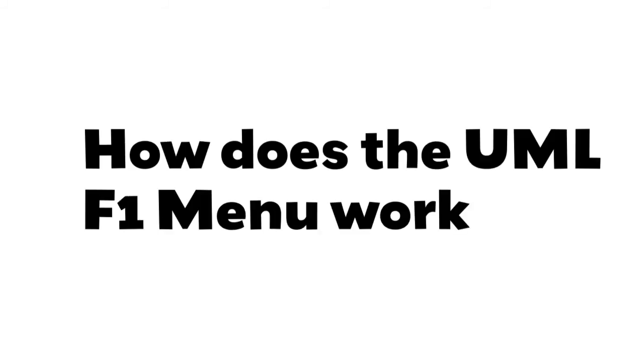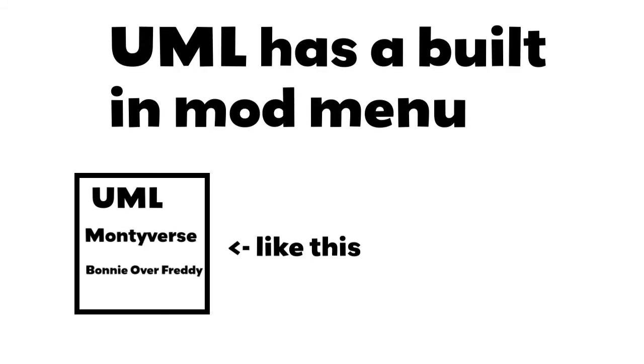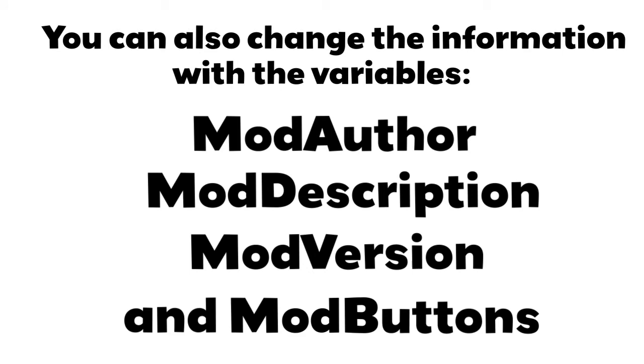That's basically it. So I want to tell you how the F1 menu works. UML has a built-in menu that you can access with F1. Already told you that. This can tell you information about the mod. It also includes a mod buttons tab. This information can be set with simple variables, which are mod author, mod description, and mod version. So for example, when it says author is Twin Gamer Juice, I set that manually with the mod author variable. Now for the mod buttons, you need to make an array called mod buttons, which is a string by the way. And each item inside this array is a button.